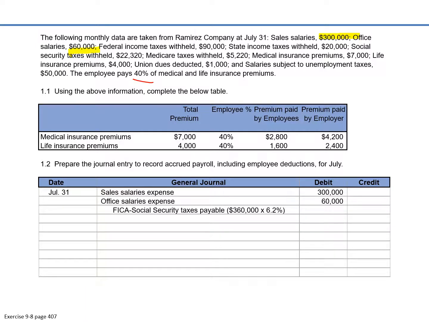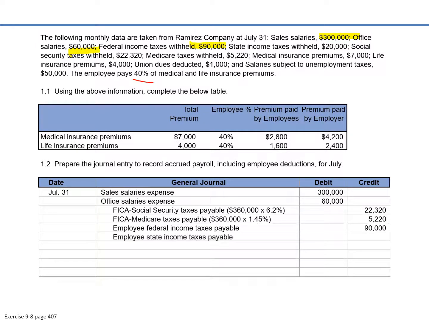So FICA Social Security tax payable is going to be the $360 of total salaries times 6.2%. So we credit that payable. Then the FICA Medicare tax payable is going to be our total wages times 1.45%. Employee federal income tax payable is going to be that $90,000. They give us that. Then we have our employee state income tax withheld, so that's going to be your $20,000. You want to credit that payable. We already did Social Security and Medicare out of order.